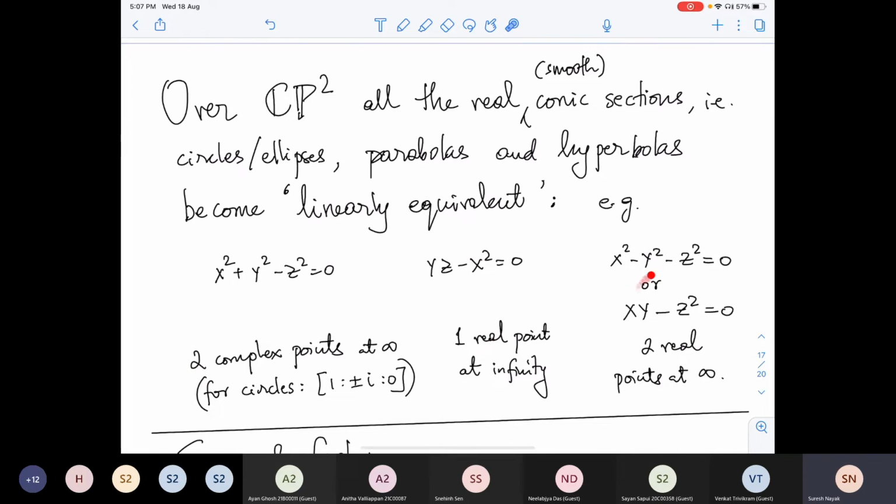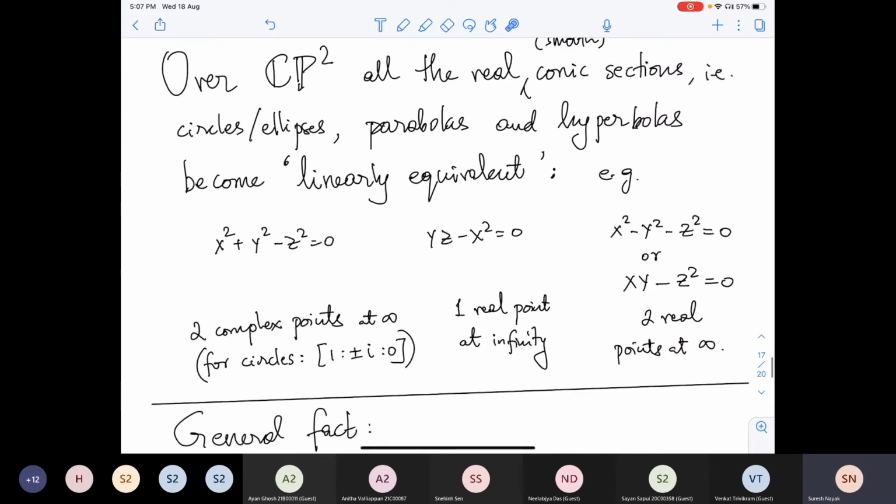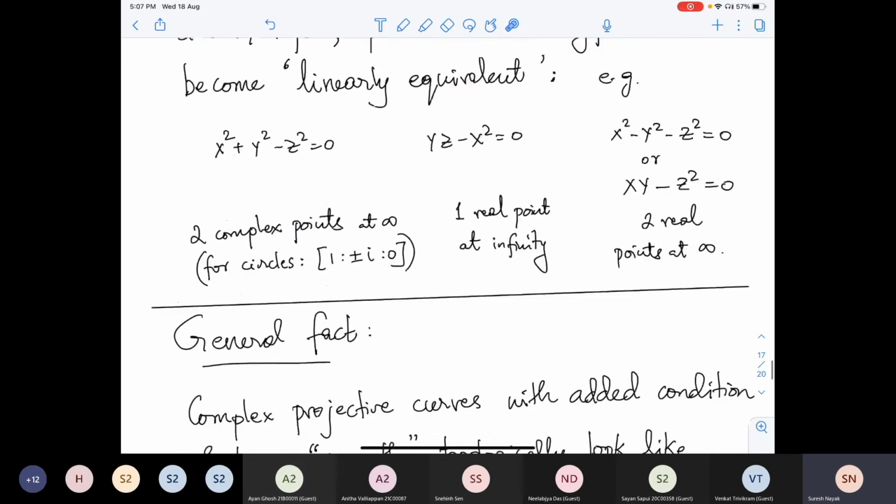And the hyperbola is again characterized by the condition that it has two real points at infinity. So this had two complex points at infinity. This one has two real points at infinity. And that is sort of telling you why they are different. But at the same time, we also can see that they are all actually similar. There's not really much difference between them when you go to CP2.